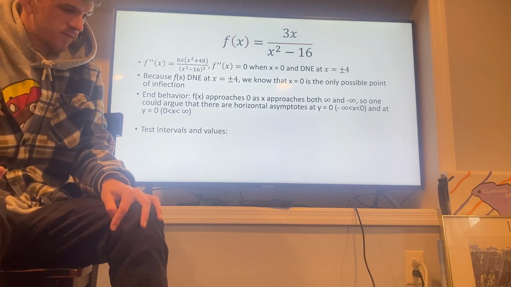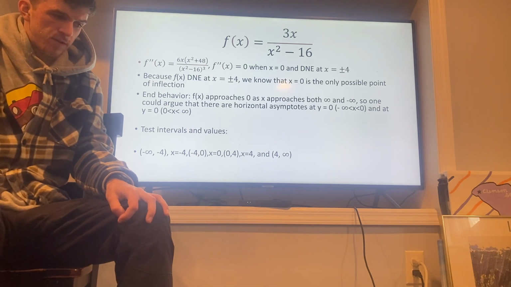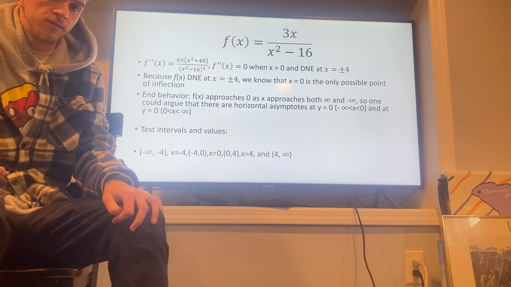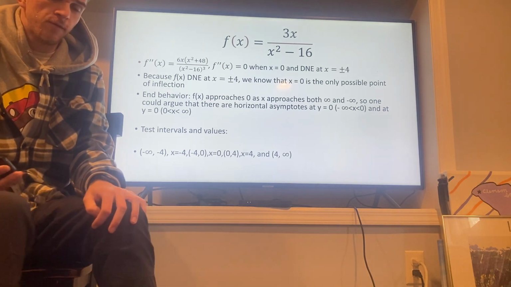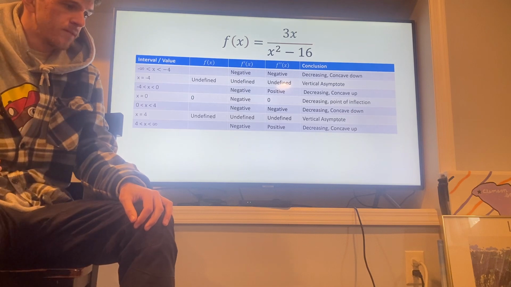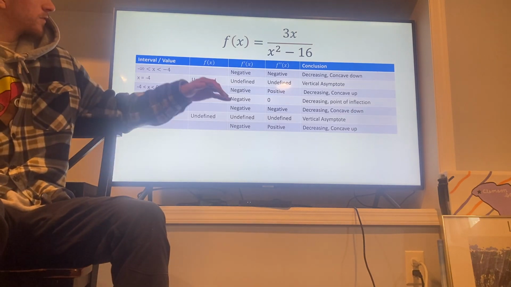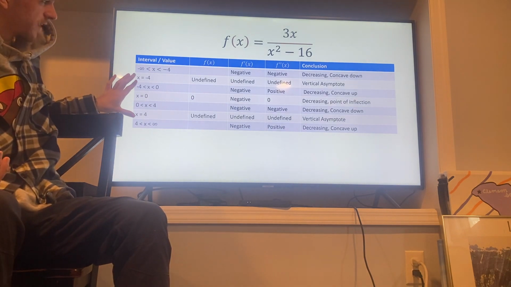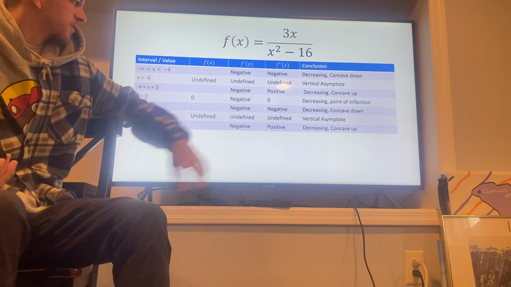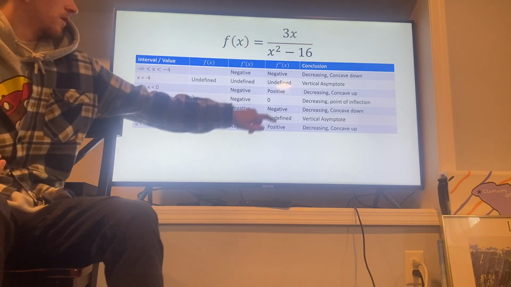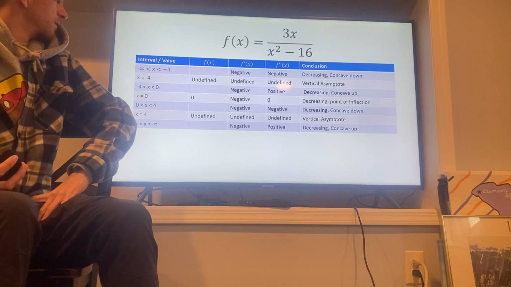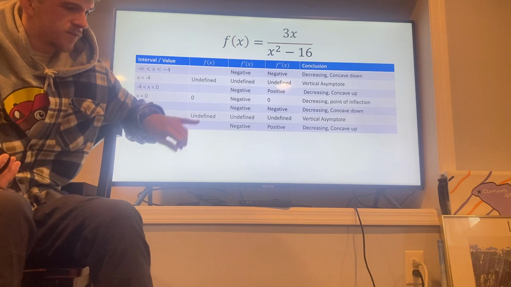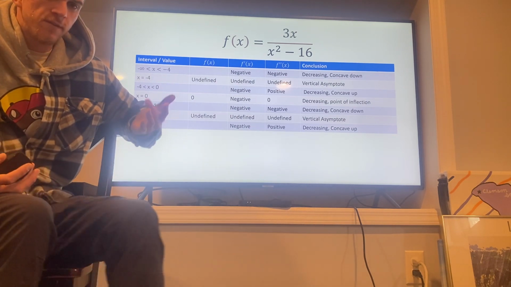So we're going to use these values to test some intervals: negative infinity to negative 4, x equals negative 4, negative 4 to 0, x equals 0, 0 to 4, x equals 4, and 4 to infinity. Plugging in these values and these intervals, we find at x equals 4 and negative 4, we've got vertical asymptotes. At x equals 0, we've got a point of inflection. We can use the first derivative test and second derivative test to determine whether it's increasing, decreasing, concave up, concave down.